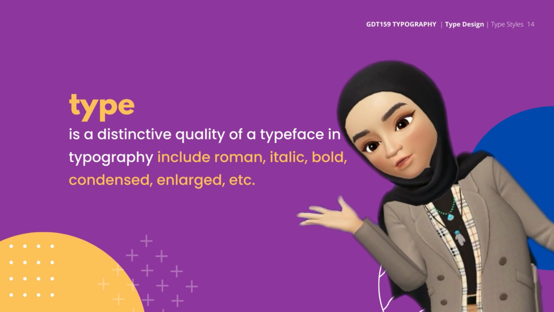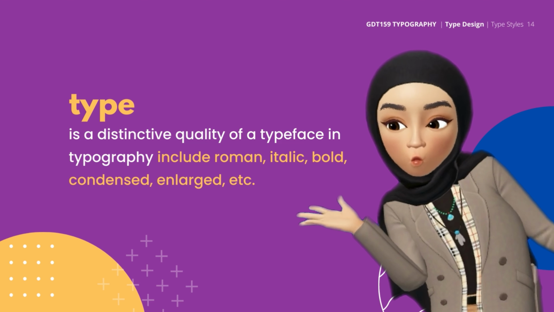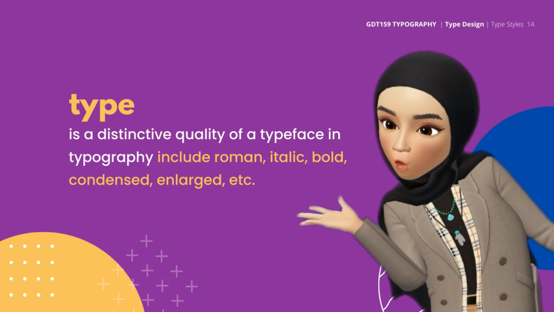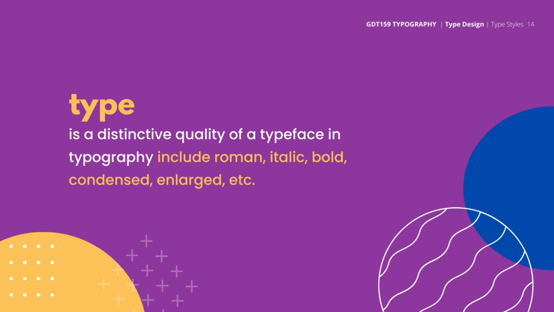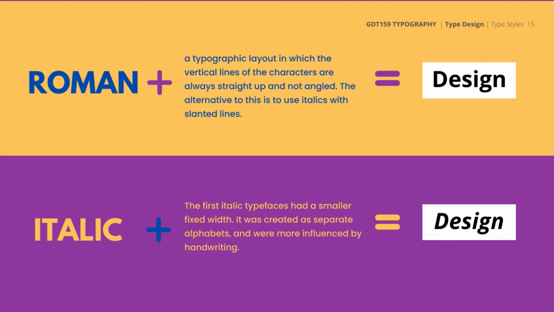Type styles are a distinctive quality of a typeface in typography and include Roman, italic, bold, condensed, and enlarged. The example is of Roman. A Roman is a typography layout in which the vertical lines of the characters are always straight up and not angled. The alternative to this is to use italic with slanted lines.